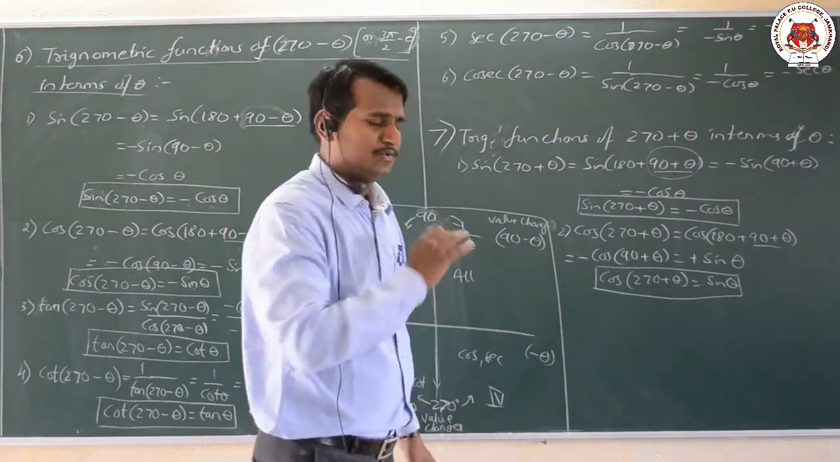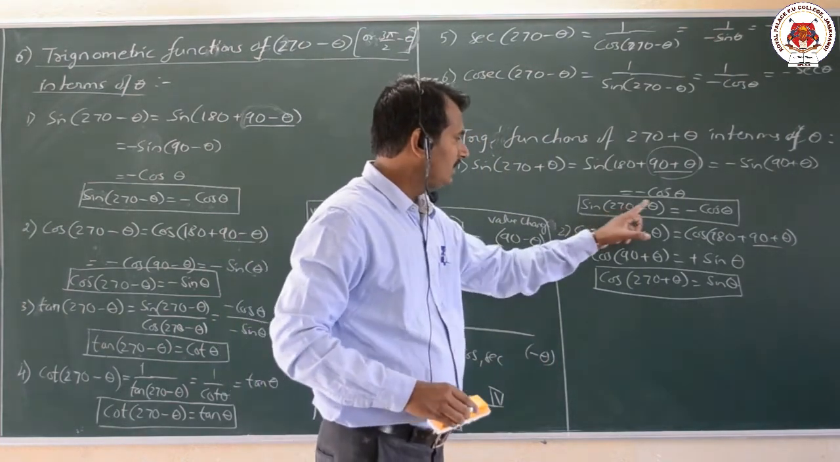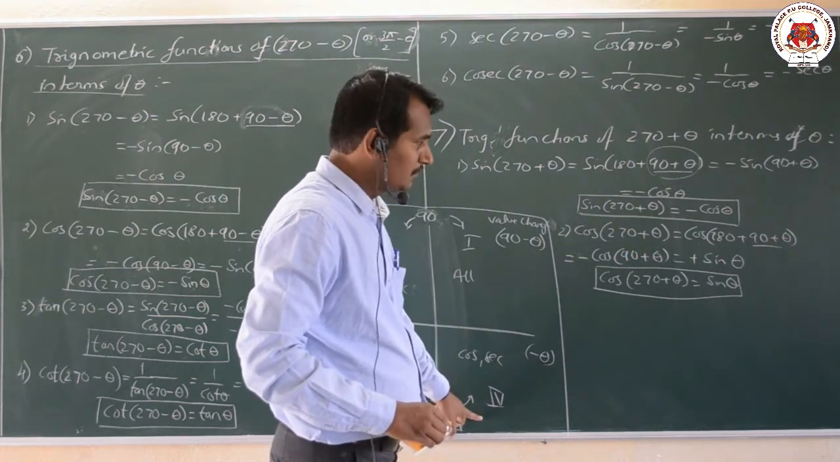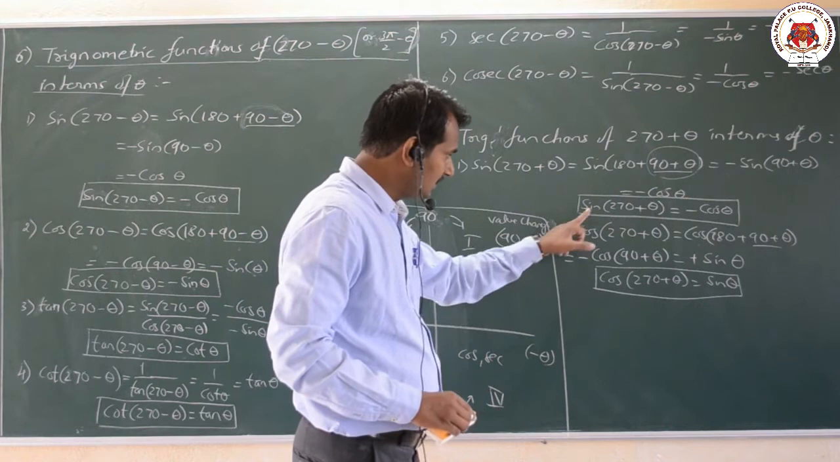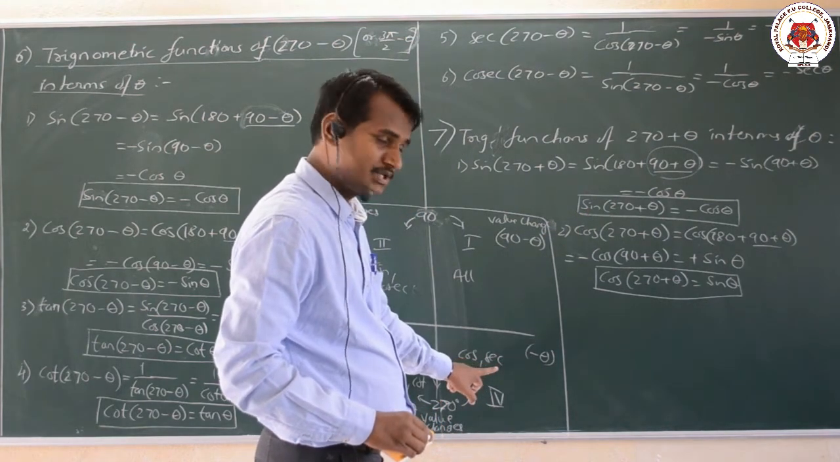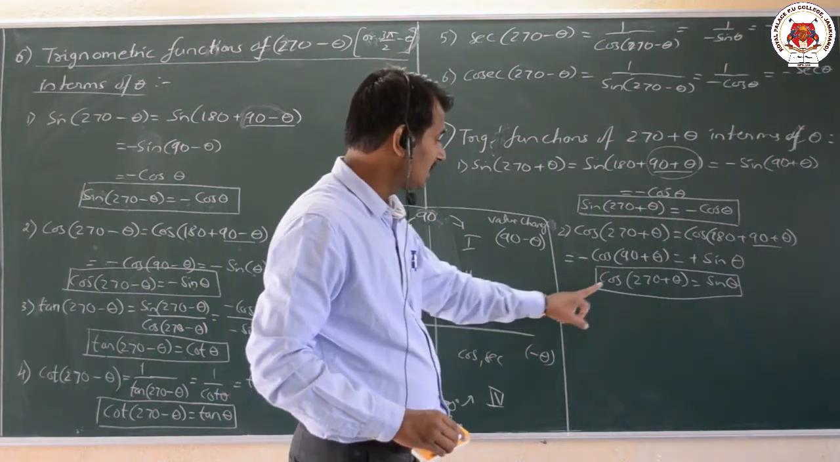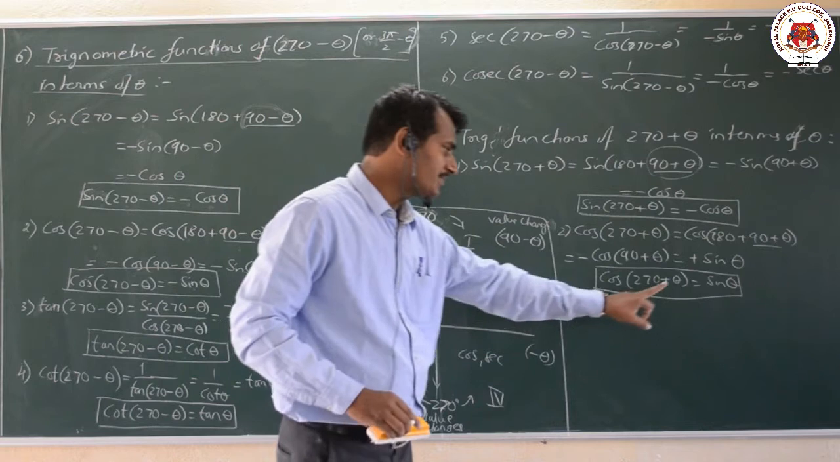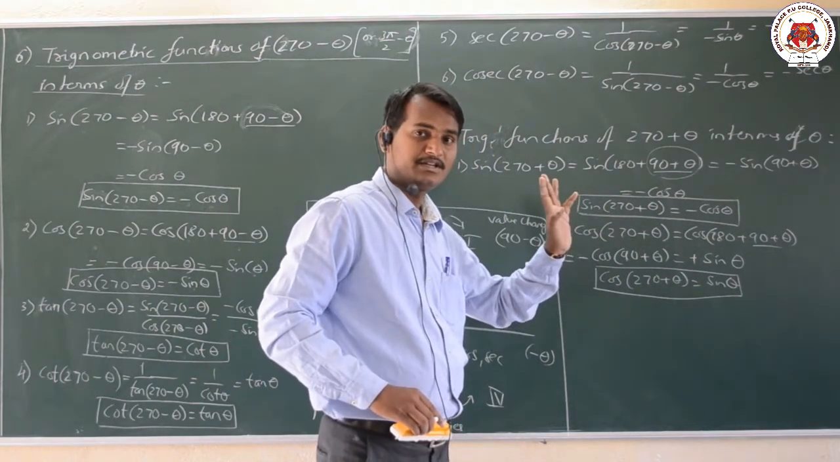For example, how to verify it? 270 plus theta, where does it come? It comes in the fourth quadrant. In the fourth quadrant sine is negative because only cos and secant are positive, remaining all are negative. Similarly, cos of 270 plus theta is positive. We can observe that the value is positive here.